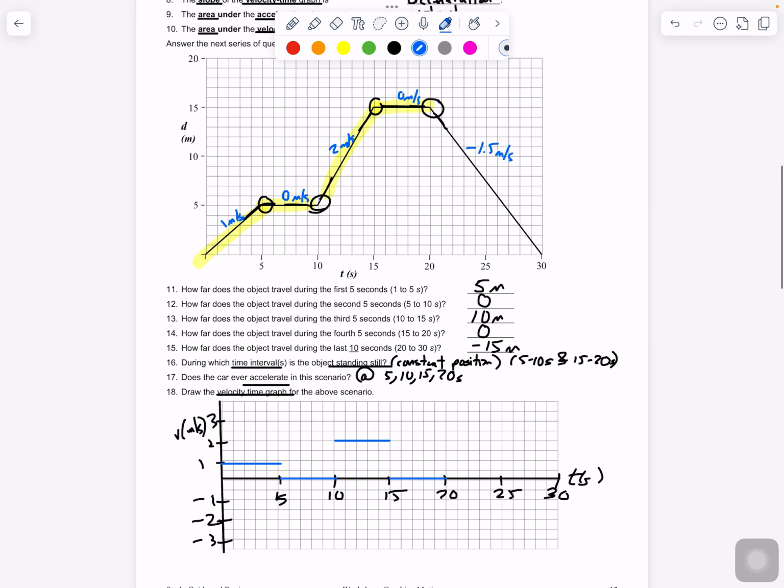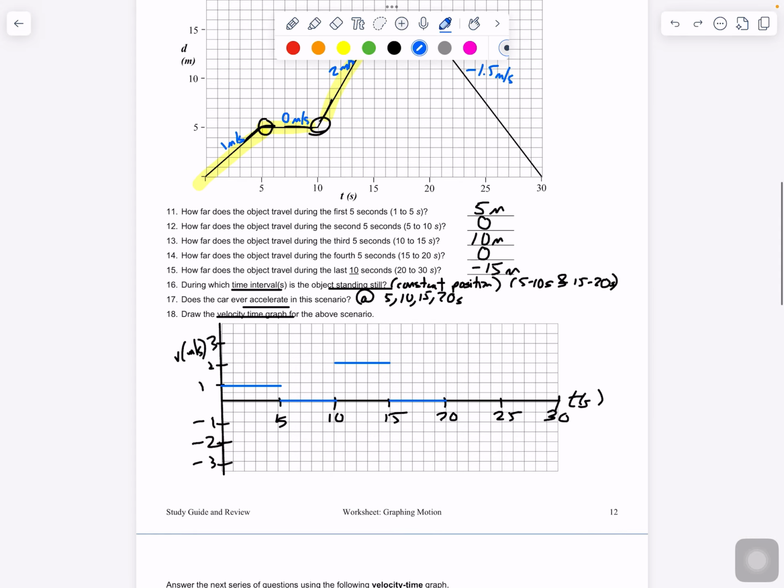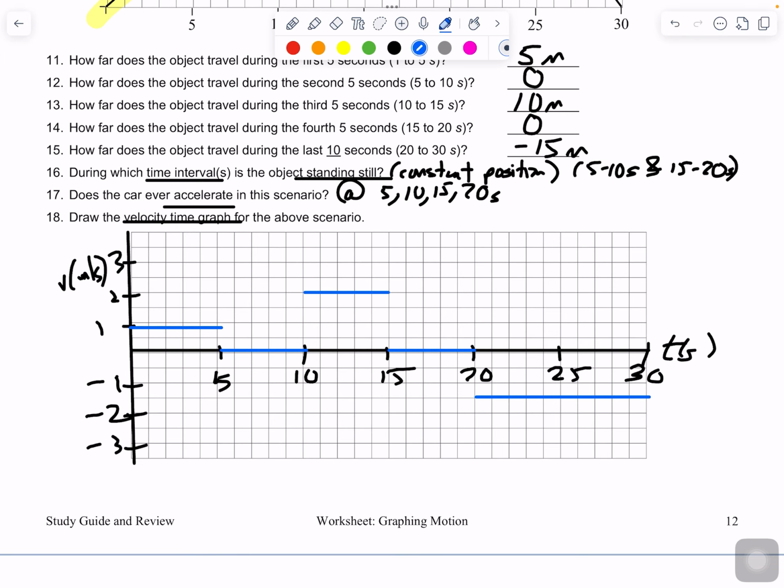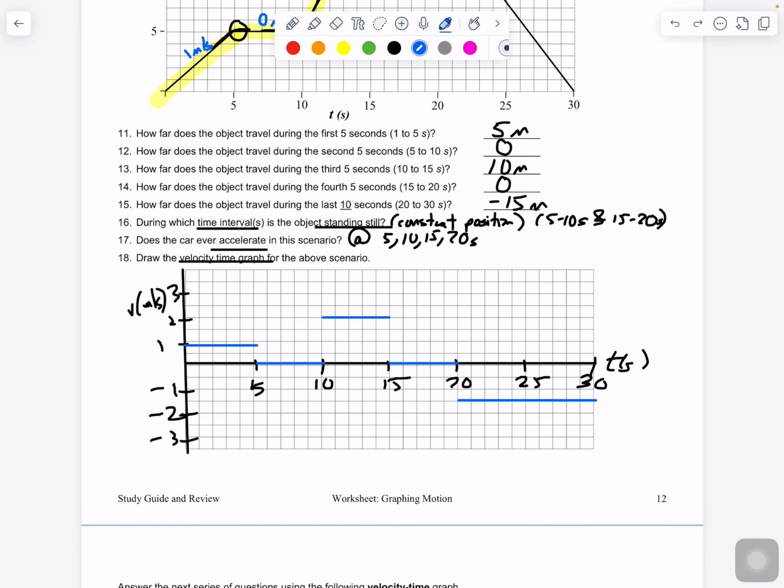And my last time interval is negative 1.5. That's why I needed the negative scale down here. So that would be here for those last 10 seconds. Notice I did not connect them vertically. Okay, you can leave them discontinuous, that's fine, that would still be correct.